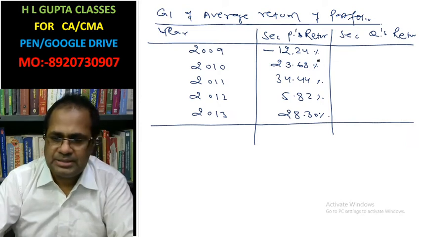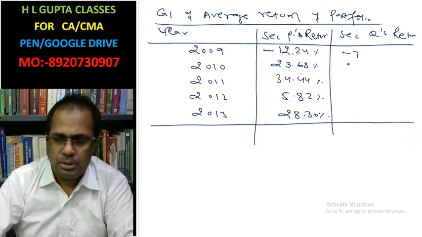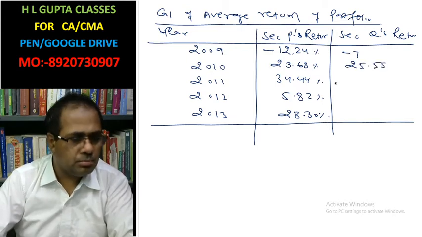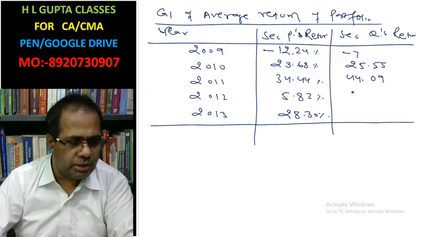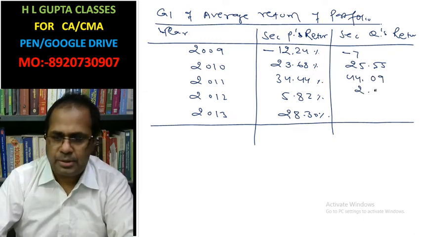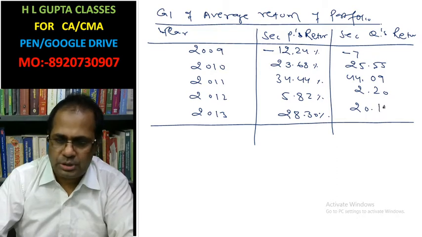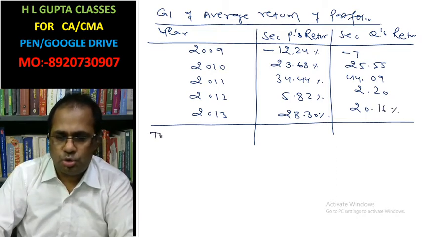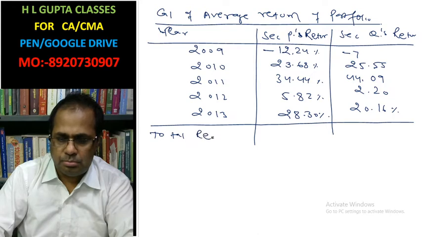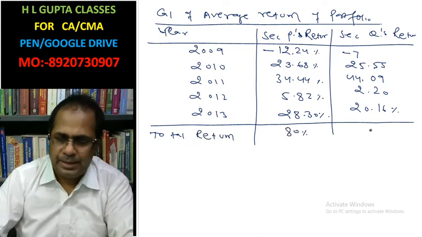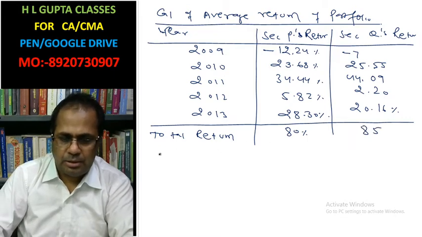For Q: minus 7%, 25.55%, 44.09%, 2.20%, 20.16%. Total return for P is 80%, and for Q it is 85%.